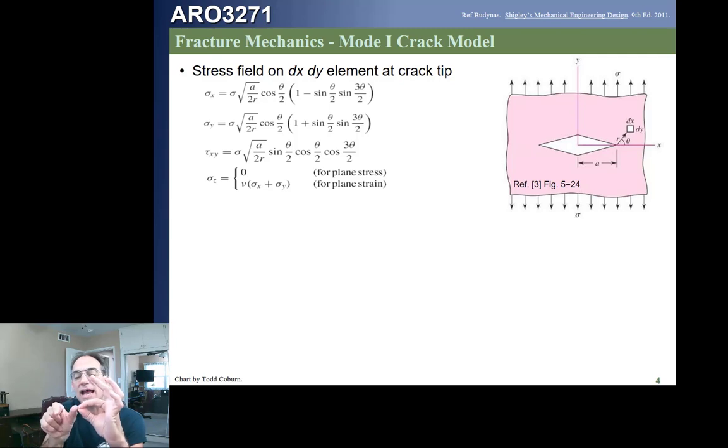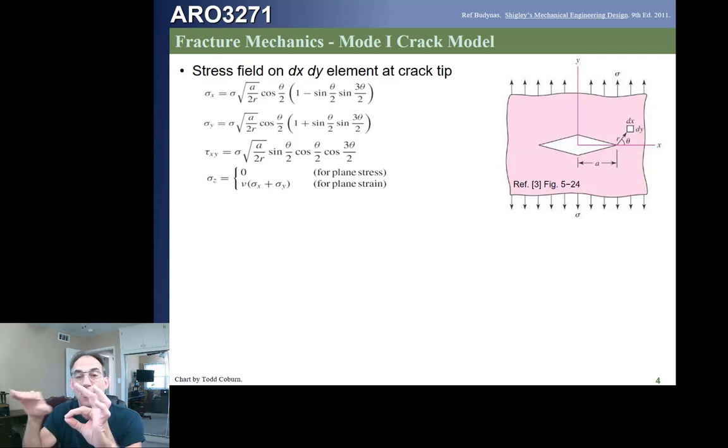Now we could put in an X and a Y coordinate, or we could put in an R, how far away from the feature, and a theta. So theta 0 is along this line, theta 90 would be directly above it, and so on. So the way Griffith postulated, and where this work has been extended, is we're going to put in an R and a theta to locate where we are.